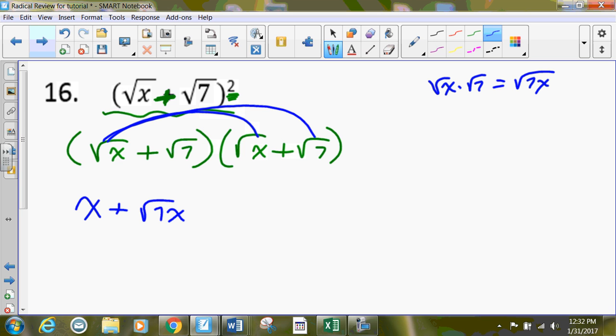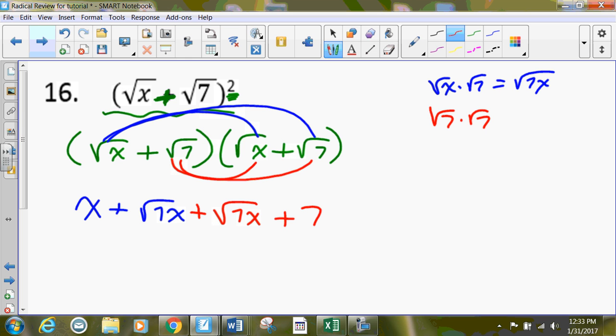Then I'm going to move on to distributing my second term in the first binomial, square root of 7 times square root of x, same thing, we've got plus square root of 7x, and square root of 7 times square root of 7. Once again, you need to know square root of 7 times square root of 7 is 7. But why? Because square root of 7 times square root of 7 is the same thing as square root of 7 times 7, which is square root of 49, which is 7.